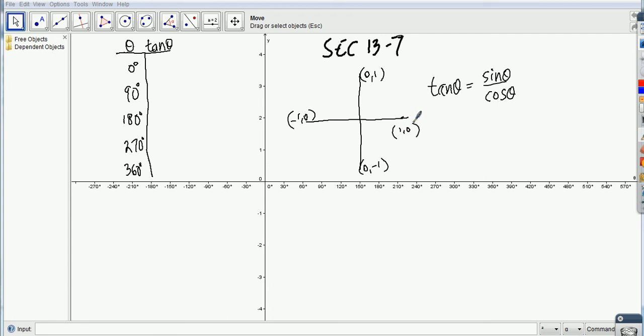What is the tangent at 0 degrees? It's 0, because 0 divided by 1, sine over cosine, or you could think of it as y over x, couldn't you? So y over x is 0. 0 over 1 is 0. So the tangent at 0 degrees is 0. What about 90 degrees? What's the tangent there? What is it? Null set. Yeah, it's a null set.